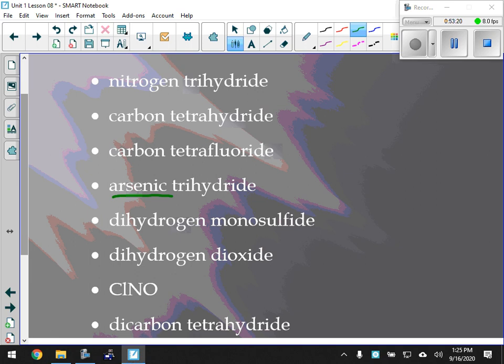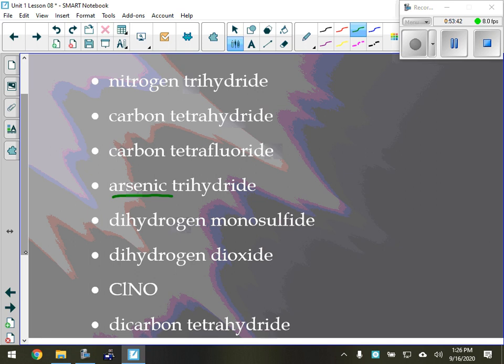Nope. Close. On the right track. Can't go above 8. 5. Yes. How do you know it's got 5? Because it's in the same column as nitrogen, phosphorus, arsenic. They all have to look the same. They're all 3 short. Yes.